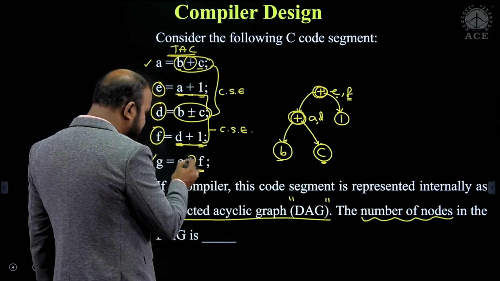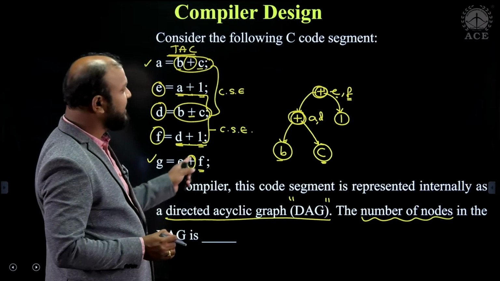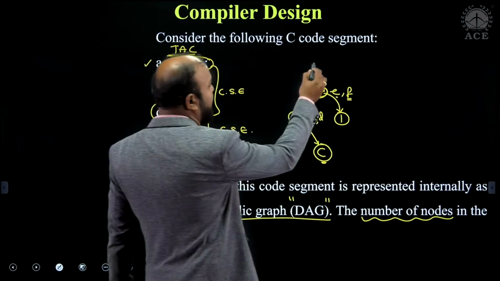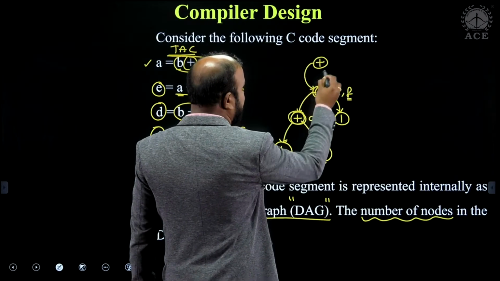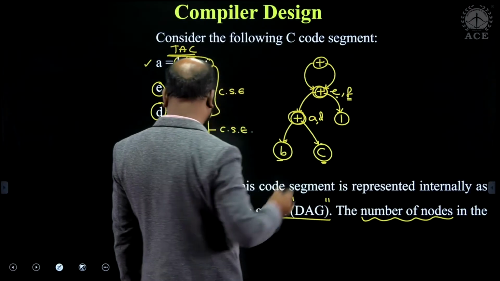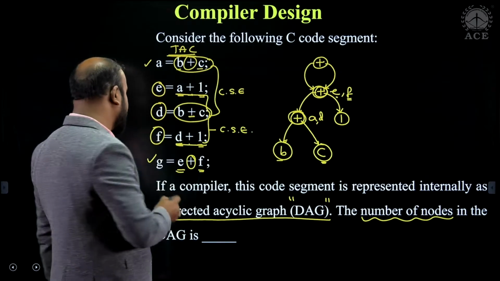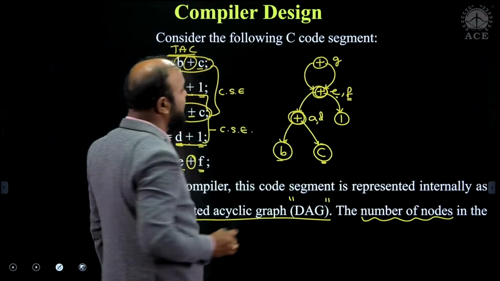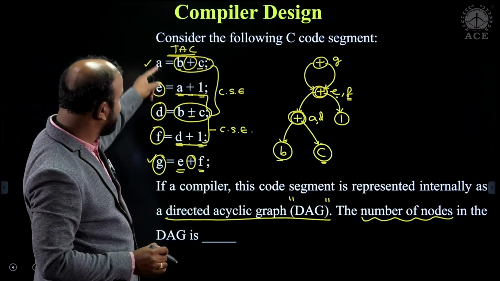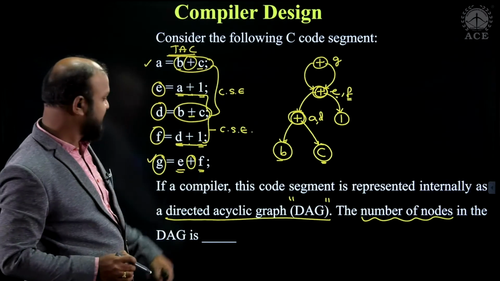Create a node plus whose adjacent nodes are E and F. That is not there. So, we have to create one node plus whose adjacent nodes are E and F, and name that node with the result G. Fine. Now, this is a DAG for the set of 3 address statements given.